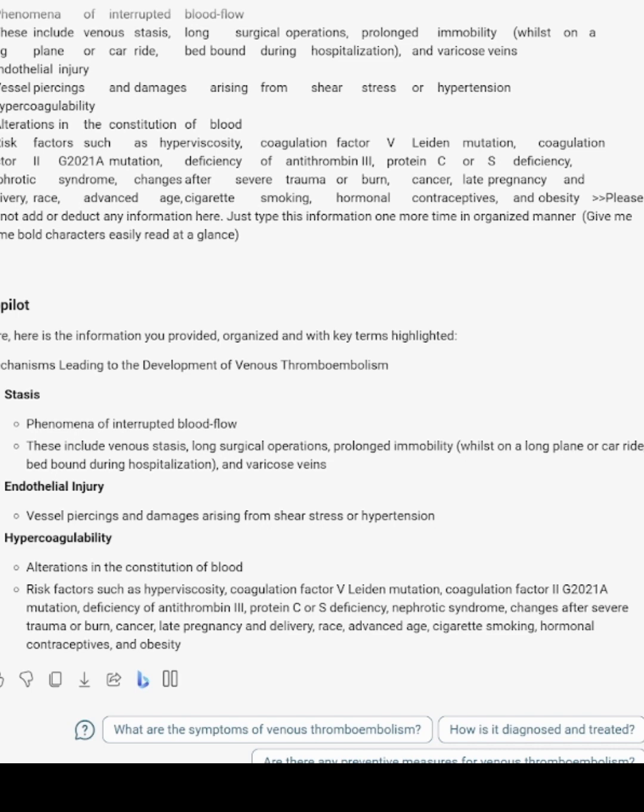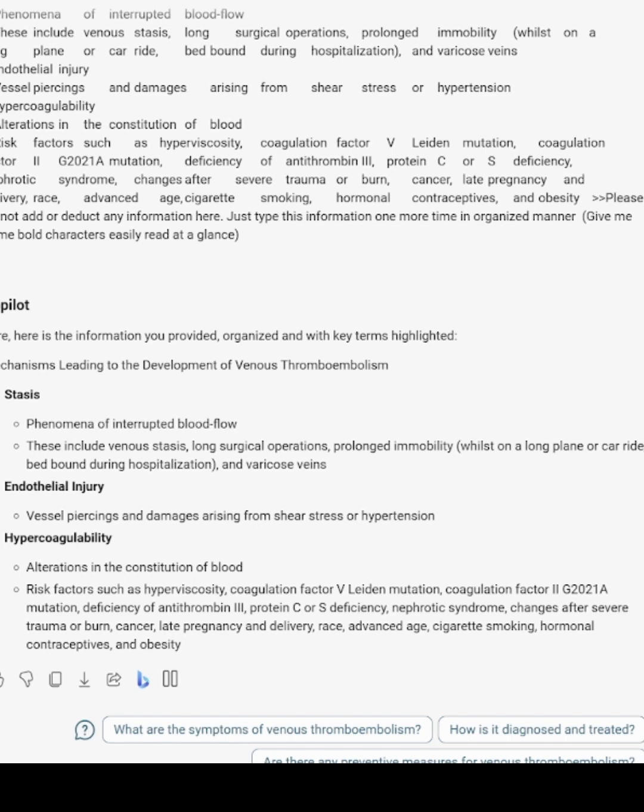Mechanisms leading to the development of venous thromboembolism. Stasis: phenomena of interrupted blood flow. These include venous stasis, long surgical operations, prolonged immobility whilst on a long plane or car ride, bedbound during hospitalization, and varicose veins. Endothelial injury: vessel piercings and damages arising from shear stress or hypertension.